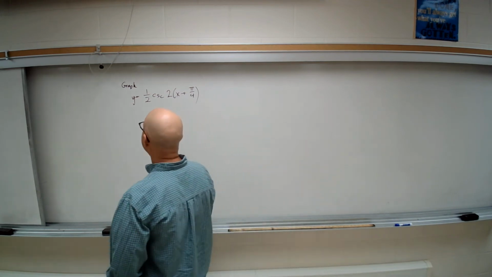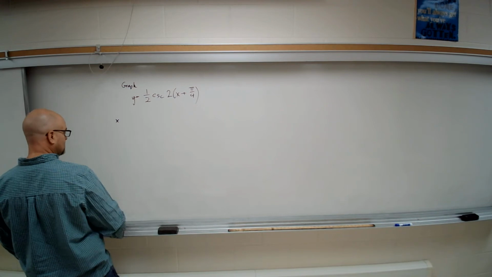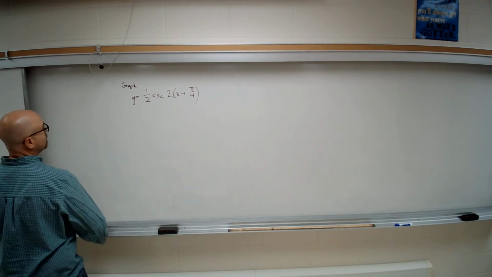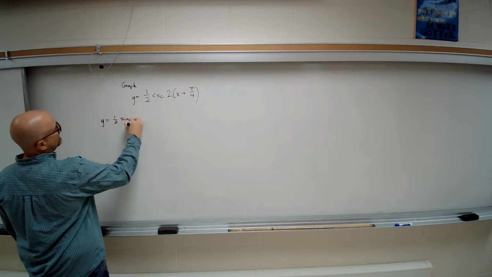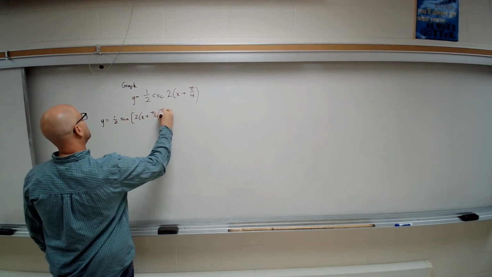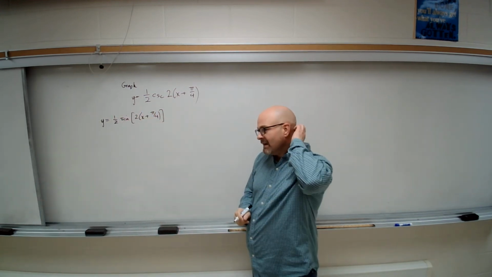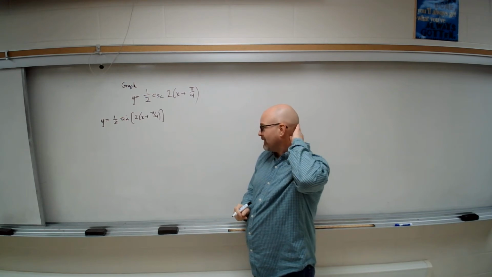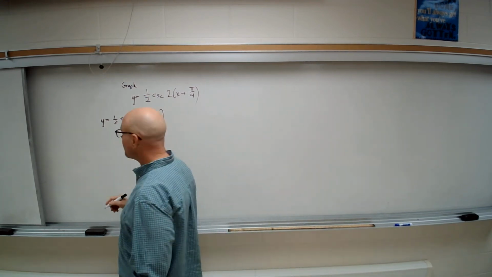Okay, so if we think about the function y equals 1/2 sine of 2 times x plus pi over 4. Again, I always like to put that bracket there, but didn't have it to start with. But for this, the first thing we'd want to do is figure out the phase shift, right, which is negative pi over 4.